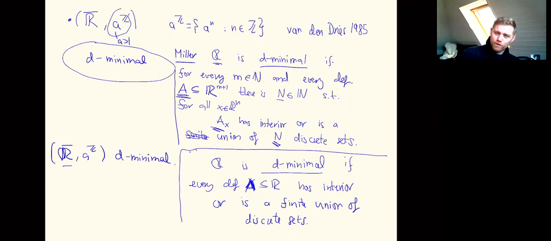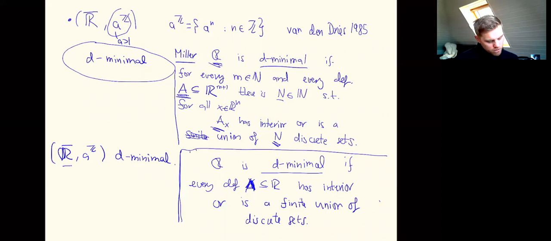I think this is kind of unfortunate. I think Chris should have defined it in this way, more closely to how we define o-minimality down here, because to this day we don't know whether these two statements here are equivalent. So probably not in general, but maybe for expansions of the reals, is it true that if an expansion of the reals is d-minimal in the sense at the top, well, that happens if and only if it's already d-minimal in the sense at the bottom.